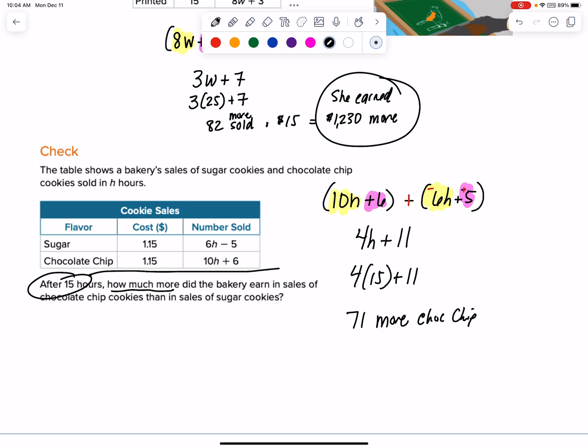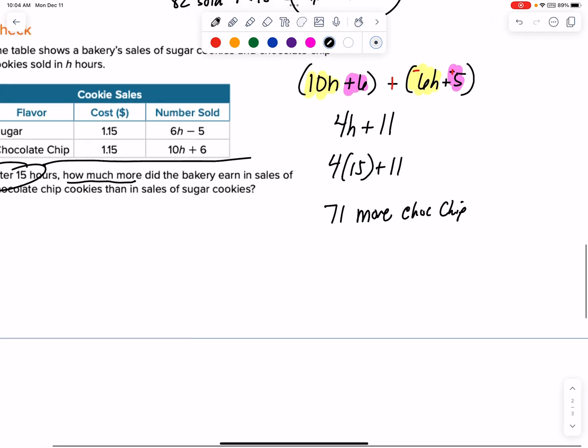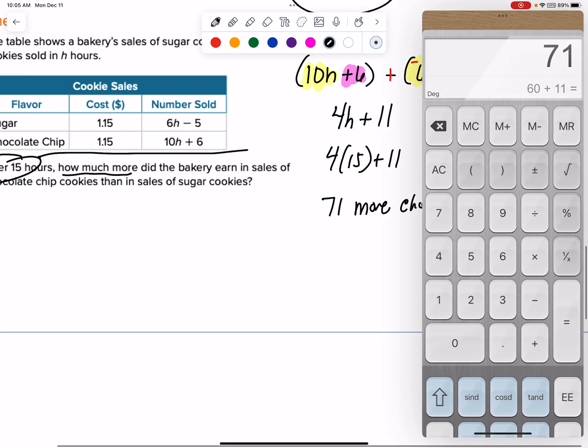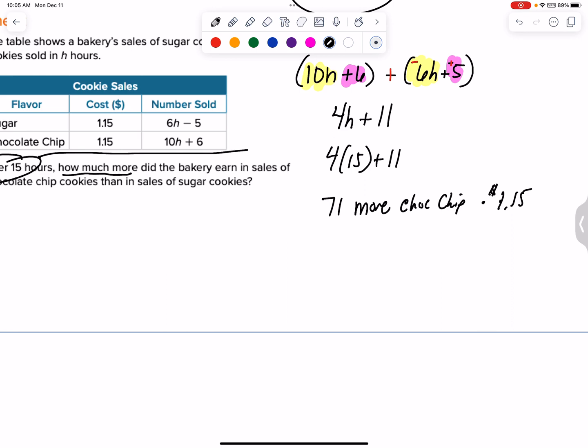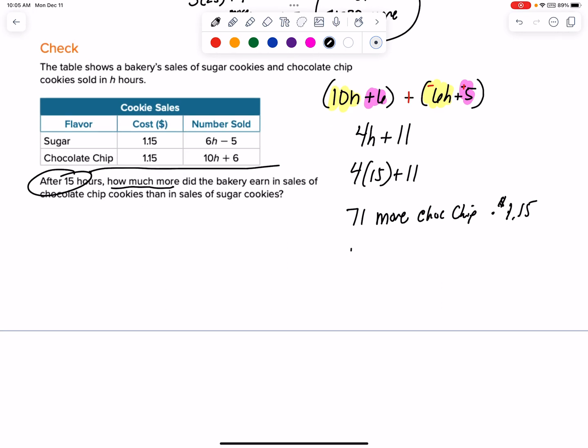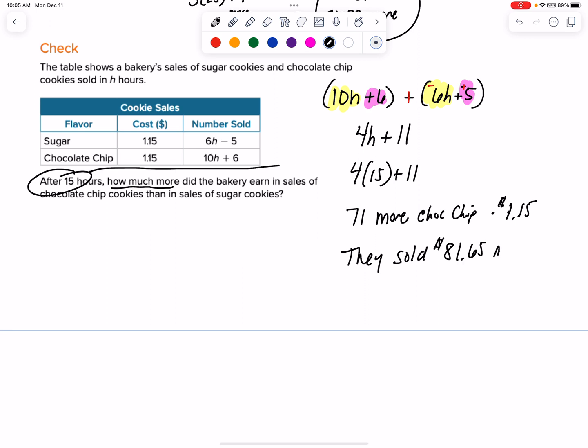All right, now the question is how much more, how much meaning money. And so if they sold 71 more chocolate chips and each cookie was $1.15, we need to go ahead and do that multiplication. So 71 times $1.15, let's figure out how much money that is. $81.65. So they sold $81.65 more chocolate chip than sugar. And there you go.